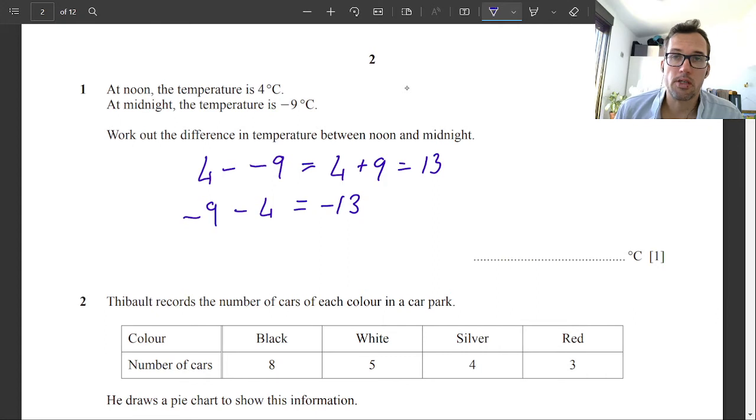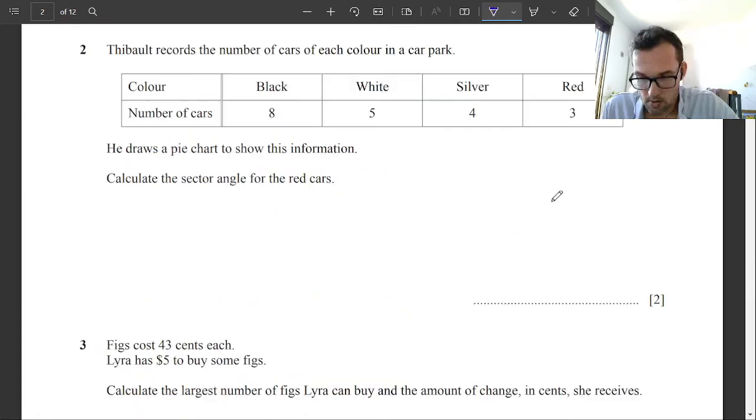Which one is correct, 13 or -13? Well, either one. The mark scheme gives marks for either one you write, -13 or 13, just to subtract the two from each other.